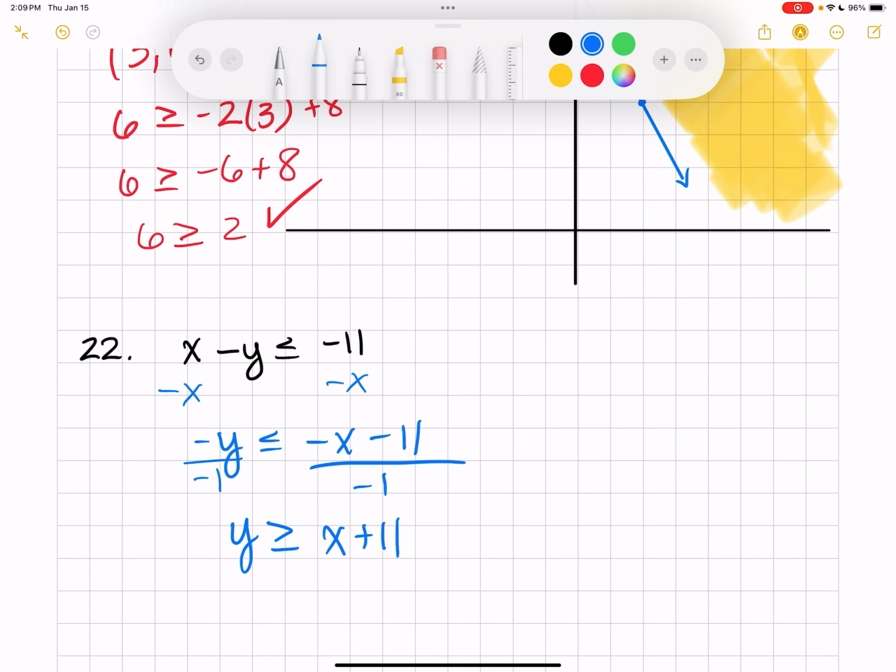So this is why I would not decide before you've gotten y by itself which way it's shading. You can decide solid or dotted, that doesn't change. But you can't decide which way it's shading until y is by itself.